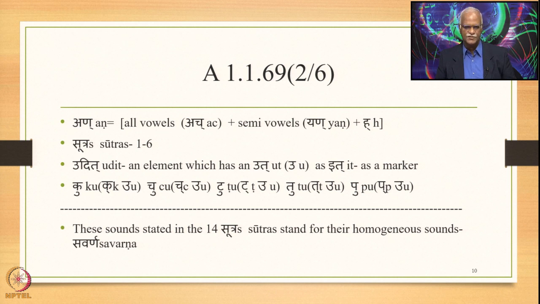So these are udits. So 1169 says that all ans as well as udits, that means all vowels plus semi vowels and h and ku, chu, tu, tu, pu, all these stand for their homogeneous sounds. To put it in brief, we can say that this sutra then means that these sounds stated in the 14 sutras stand for their homogeneous sounds or savarnas.